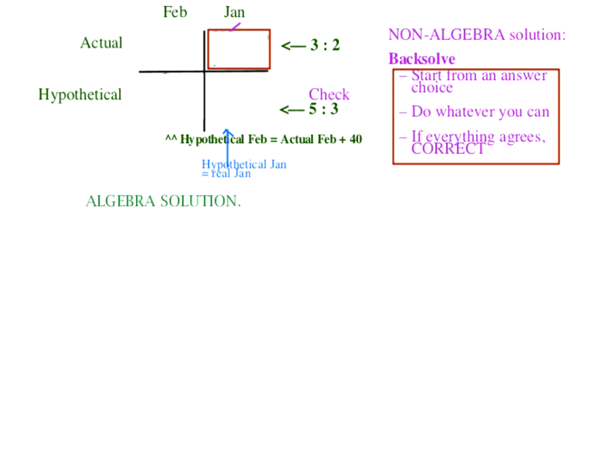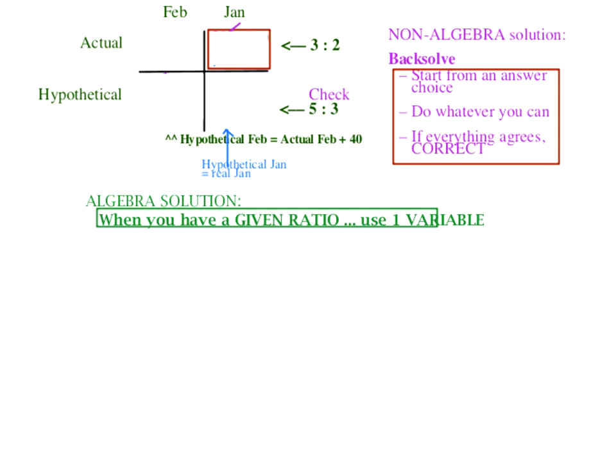So when you set up ratios algebraically, how many variables should you use? Yeah, 1. That's the key point here, right? Don't use 2 variables if you don't need 2 variables. So when you have a given ratio, use 1 variable. Because that's the point of a ratio, right? The point of a ratio is that it's the same number times all of those things in the ratio.